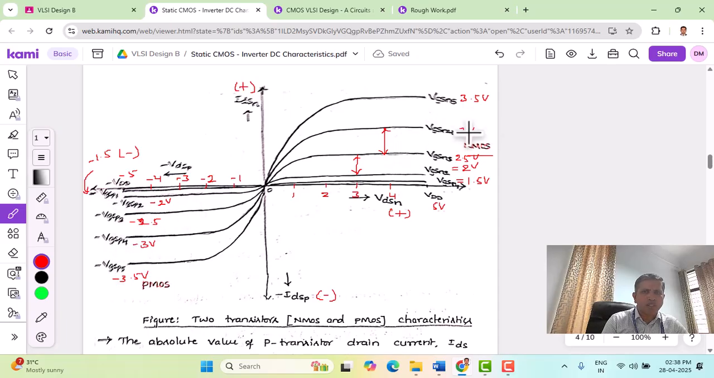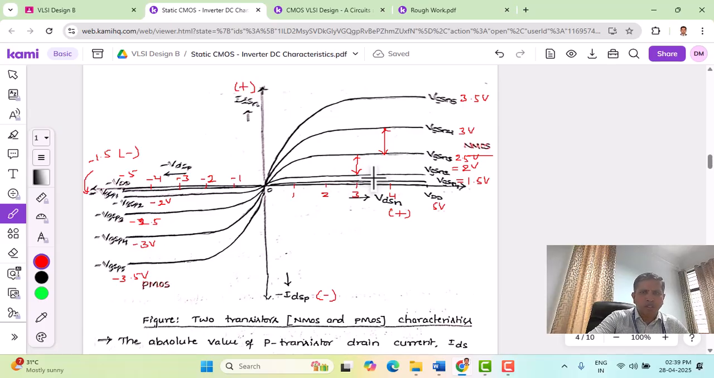As we can notice, similar to this, we have different currents that keep increasing negatively as we increase the gate to source voltage of the P channel device. And here, in a single plot, we have shown both the drain to source characteristics of the NMOS device and the PMOS device. So with the help of this plot, let us draw the inverter characteristics.